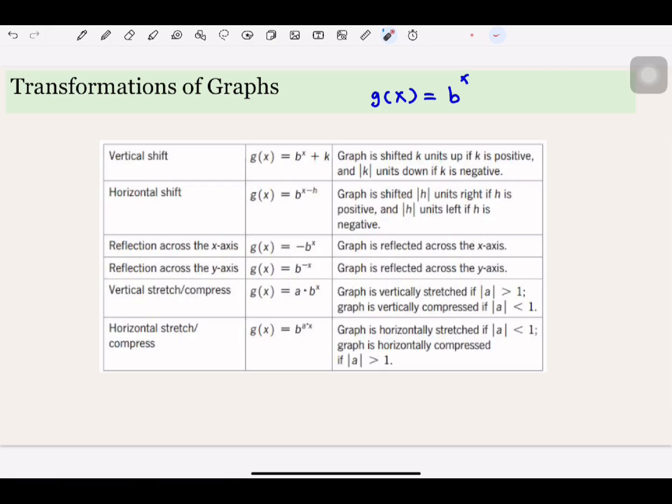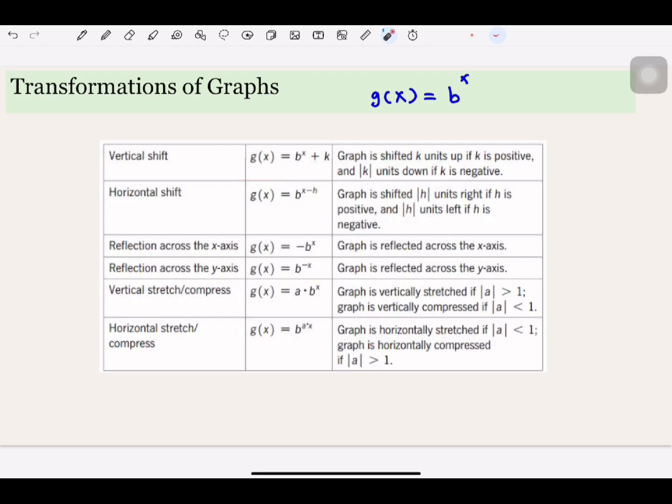So first, let's talk about vertical shifts. If you have a function g of x equals b to the power x plus k, that means this shift moves the graph up or down. If your k is a positive value, then the graph shifts up. If your k is a negative value, it shifts down. But remember, in this shift, the shape stays the same and it just moves vertically.